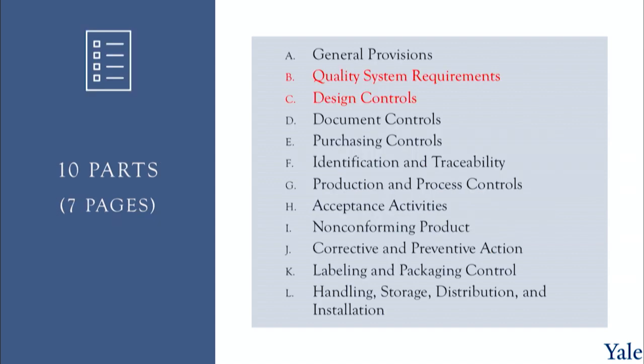So this document consists of 10 short parts. There are 7 pages, 10 parts. You can see the list here. We will focus primarily on the quality system requirements and this process called design controls. And this is a critical component of the process of developing medical software. The others are important, and you're welcome to read those on your own.